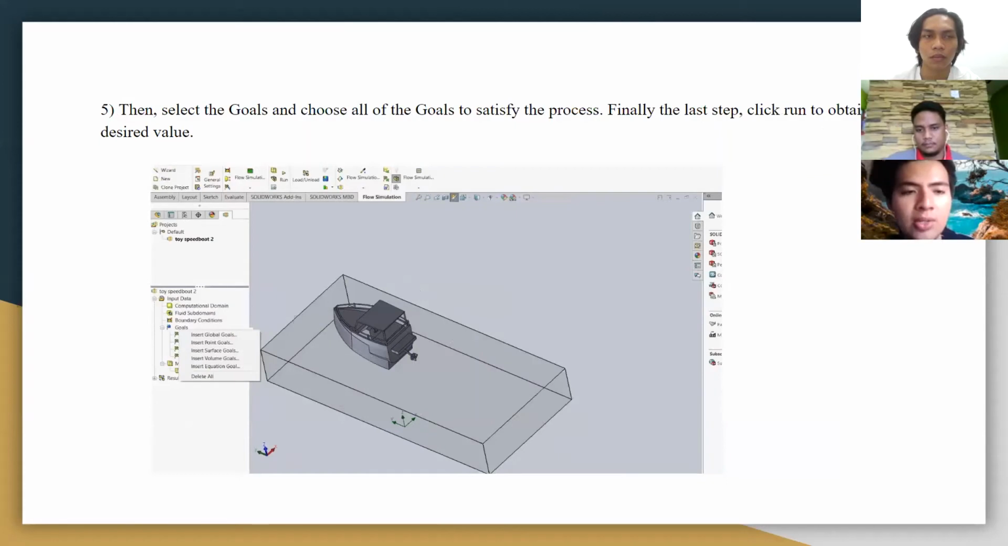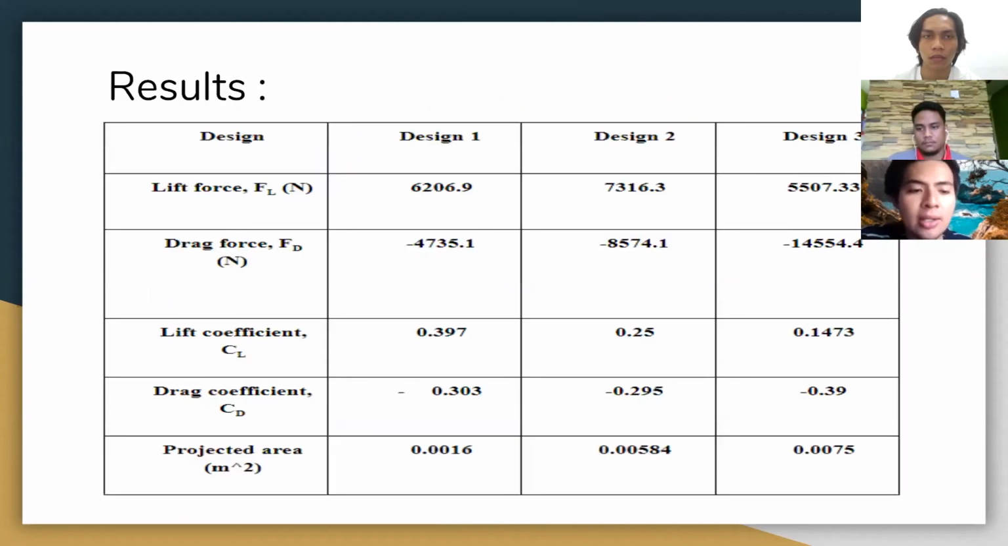Next slide. Okay, the next one is to select goals and choose all goals that are satisfied. I'm using insert global goals as a reference to XYZ for drag force and lift force. That's two only, and insert equation. That's all from me.